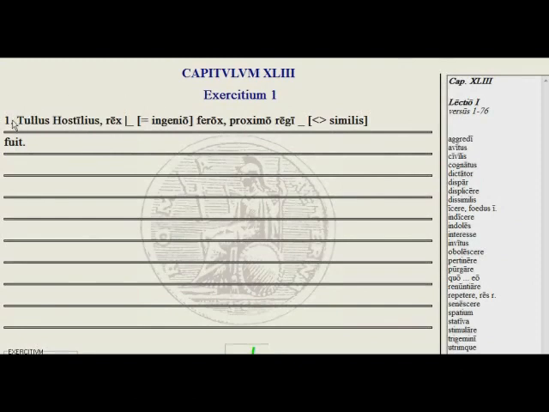Follow along as I read the Latin. Tullus Hostilius, rex, blank, a word that means ingenio, ferox, proximo regi, blank, a word that's the opposite of similis, fuit. So we have Tullus Hostilius, a king wild in his nature.